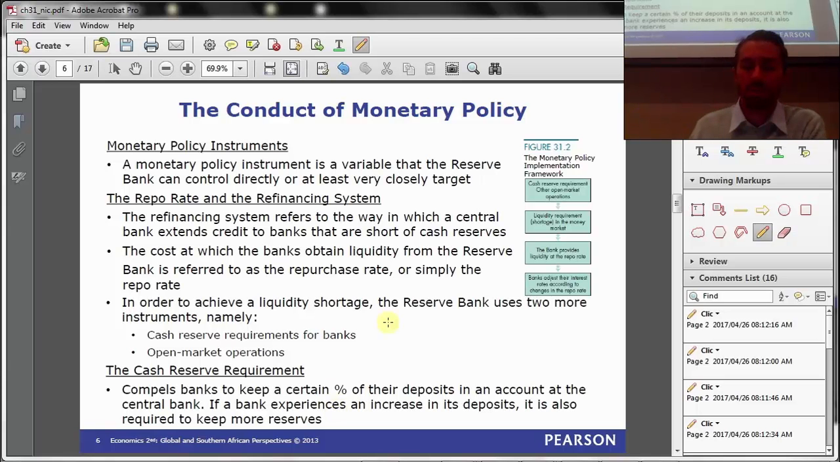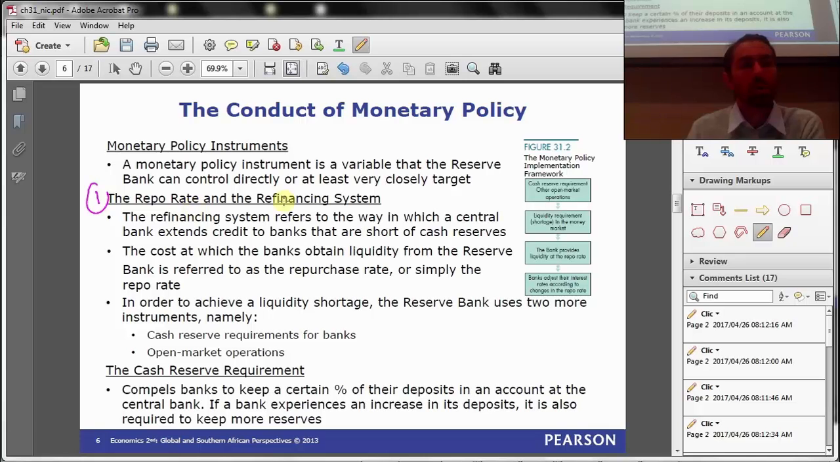So, how does the Reserve Bank do this? In other words, control inflation. It has monetary policy instruments. A monetary policy instrument is a variable that the Reserve Bank can control directly or at least very closely. What's its primary instrument? Well, we have the repo rate. Okay, so number 1, the repo rate.